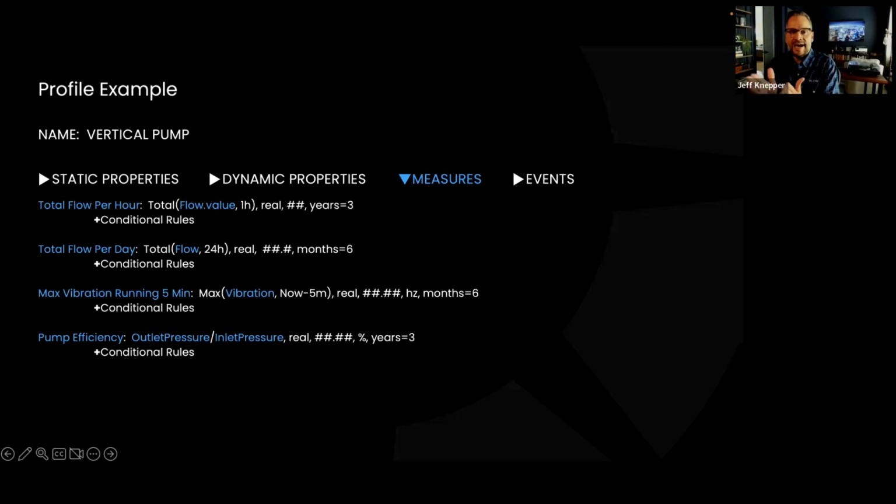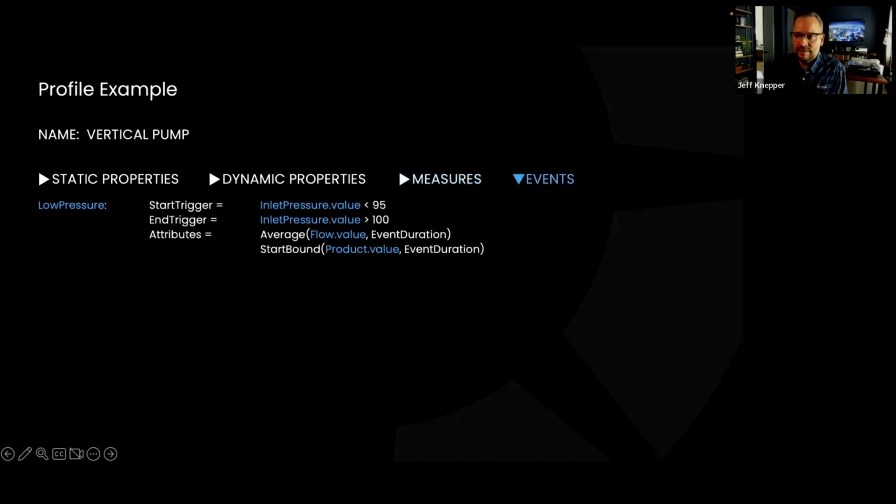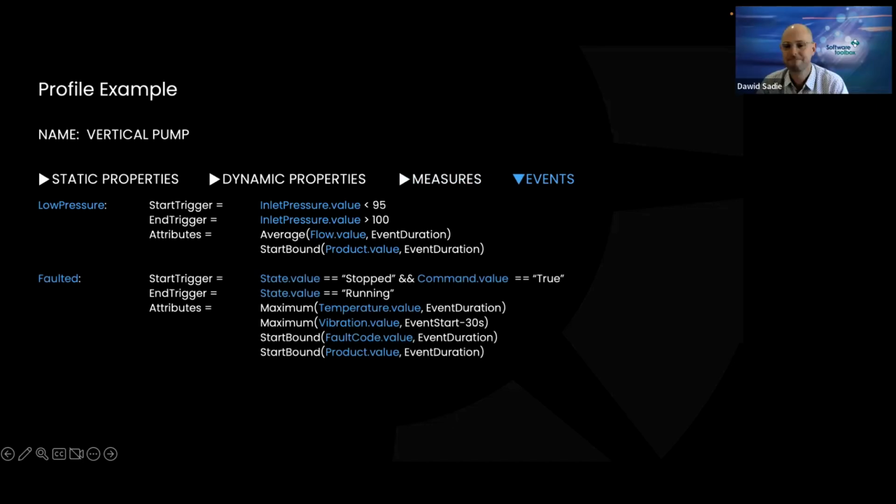This is where we're adding to any model that's been defined, maybe inheriting that model and adding to it, because this is where the historical data and the relational data has to come in. Good point. And then on the events, I said we wanted a low pressure event. So there's the definition: start trigger, end trigger. And what attributes do you want to collect around the duration? And then as well as, hey, what if there's a fault? Here, let's define it. Okay.